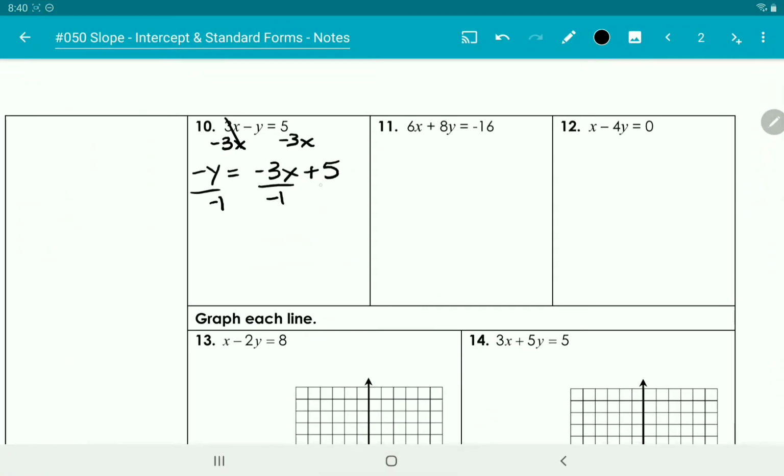So we're dividing by -1. Okay, so it's going to just change the sign on everything. So instead of -3x, it's going to be positive 3x. Instead of +5, it's going to be -5.